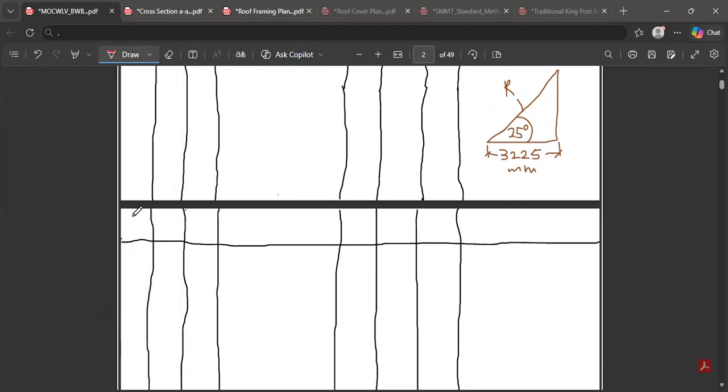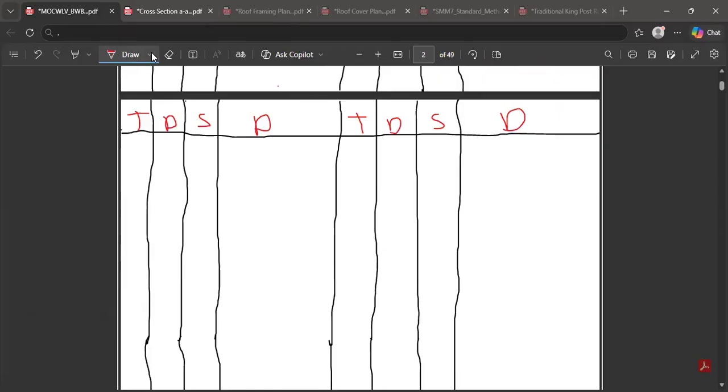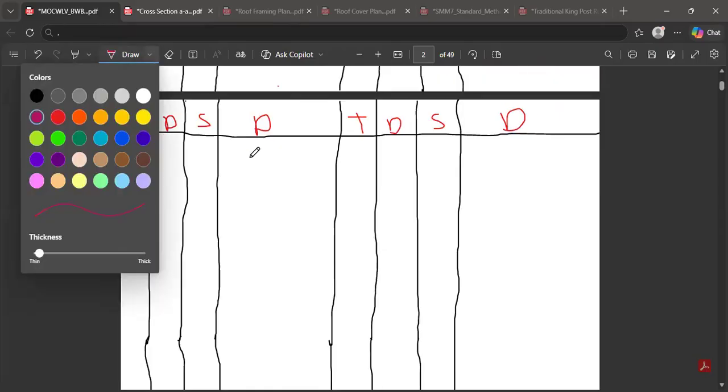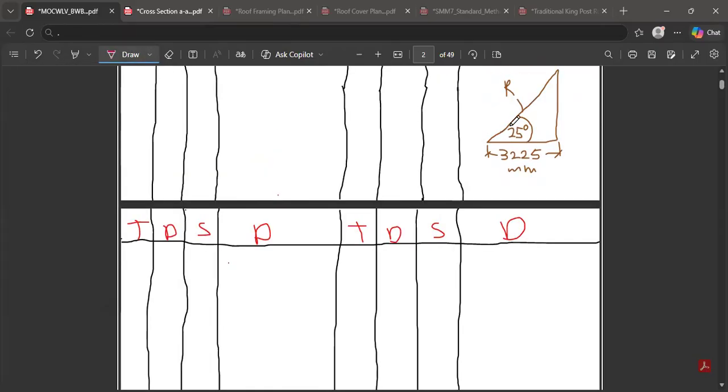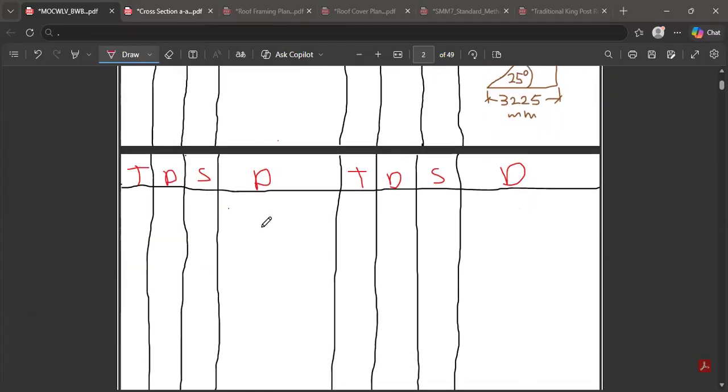Do you know SOHCAHTOA? Yes. Okay, so that is what we'll be using to calculate our hypotenuse. Let's quickly do that together, using SOHCAHTOA. In this case, if we want to calculate for the rafter, the cos has to be applied.